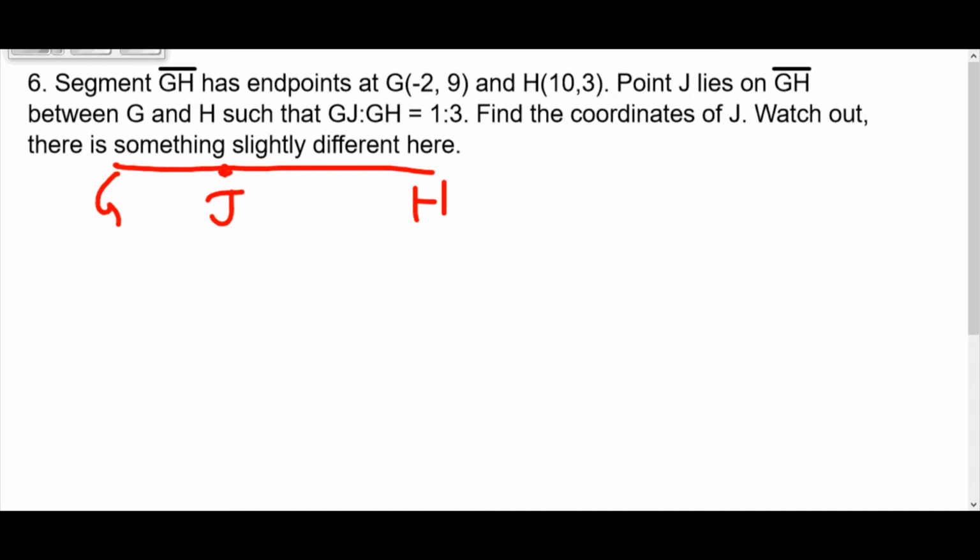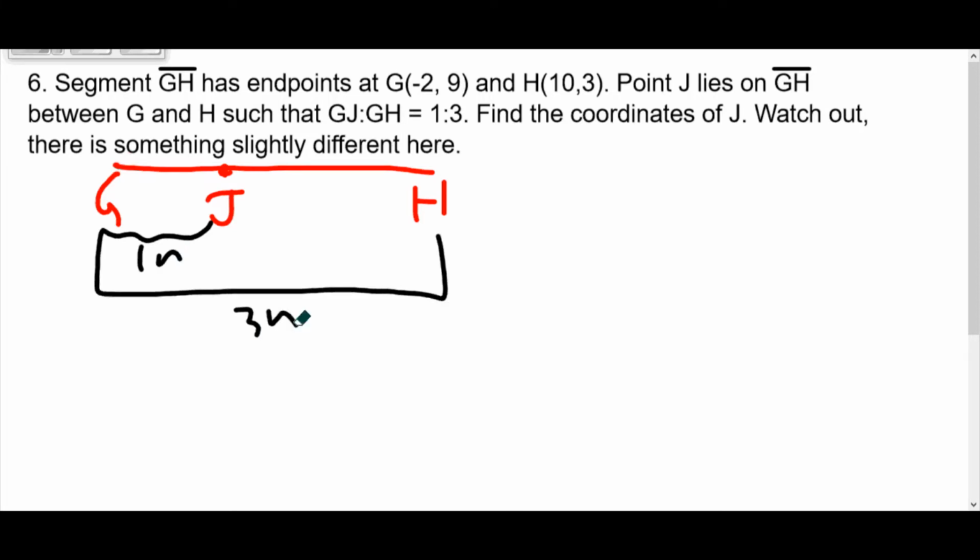So we take a look and we see in this case that it should be a ratio of 1 to 3, but here, that'd be like 1n. And from here to here, that's 3n. So GH is going to be 3 times as big as GJ. Therefore, JH has to be 2n. Right? So does it make sense? Because if the whole segment is broken into 3 equal portions, and GJ only is one of those portions, JH must be the remaining 2 portions. So we really have a ratio here of 1 to 2.